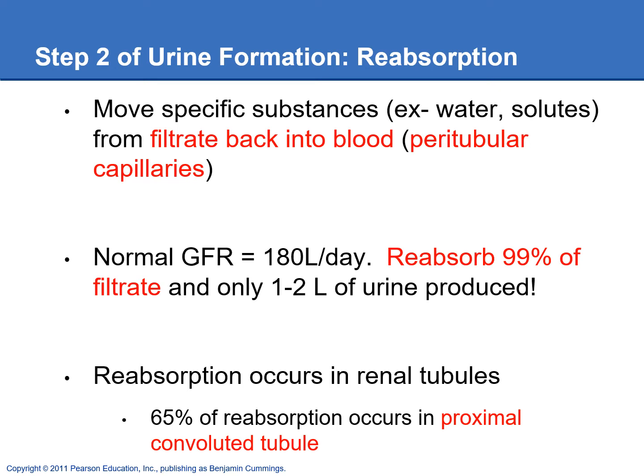So we're going to reabsorb 99% of the filtrate, and we only end up producing about 1 to 2 liters of urine per day. Reabsorption occurs in the renal tubules, and 65%, the majority of reabsorption, is going to occur in the proximal convoluted tubule.